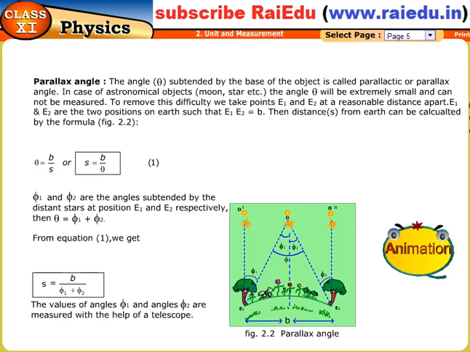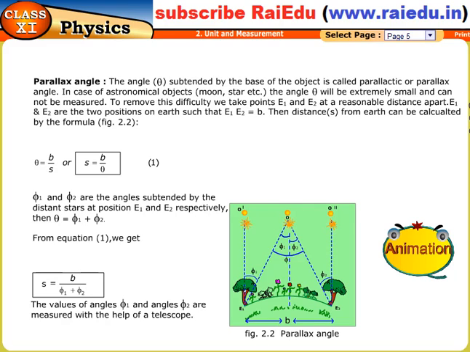E1 and E2 are the two positions on Earth such that E1E2 equals B. Then the distance from Earth can be calculated by the formula theta equals B upon S, or S equals B upon theta. Equation 1.